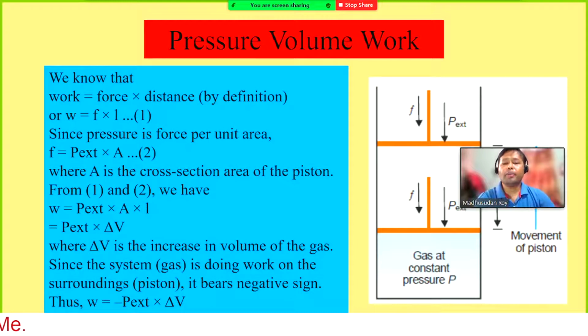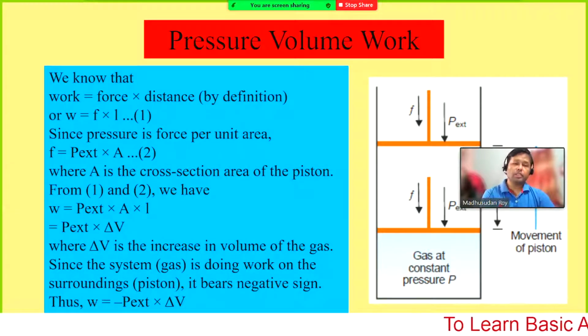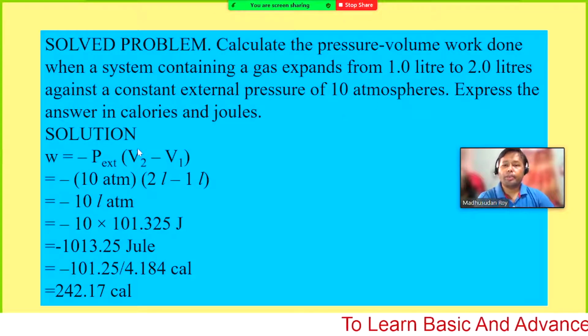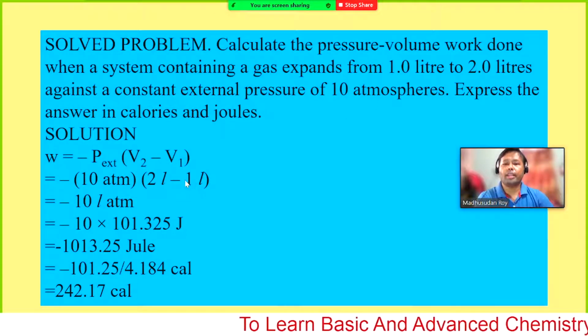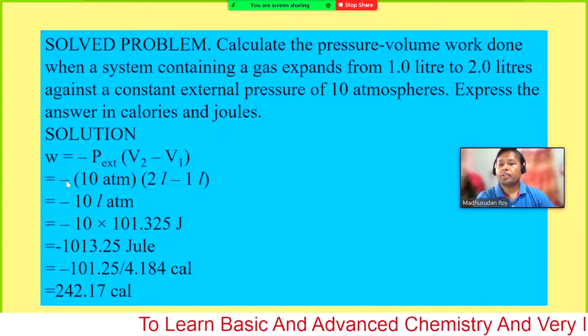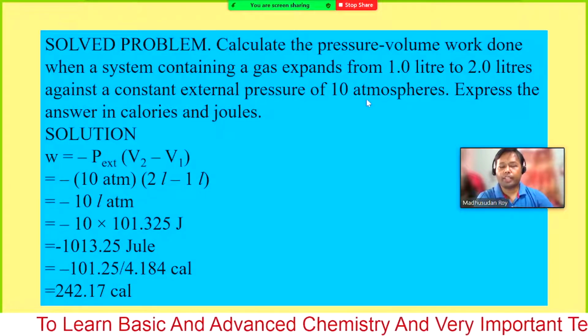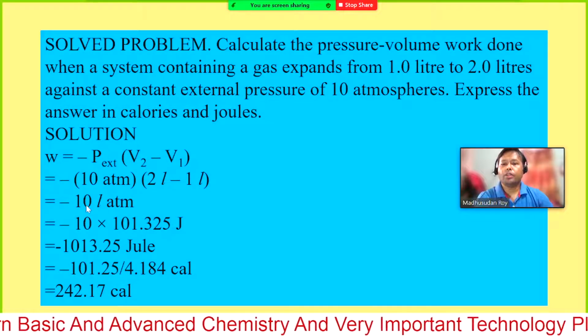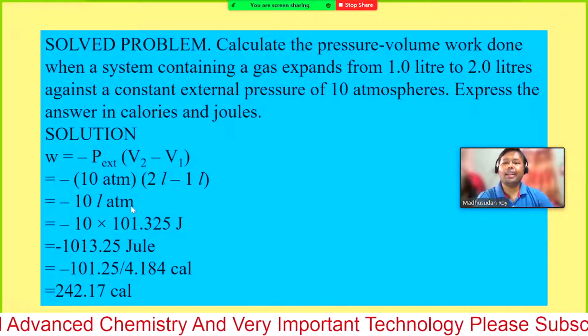So what is delta V? The change in volume. So the change in volume is delta V, V2 minus V1. Our V2 is 2 liters and V1 is 1 liter. The pressure is constant, 10 atmosphere, and the sign is negative. So we are getting minus 10 liter atmosphere.